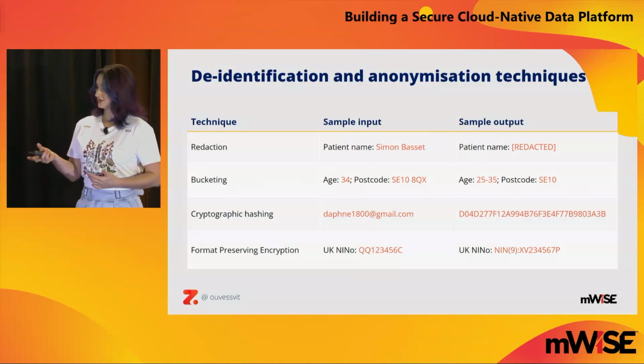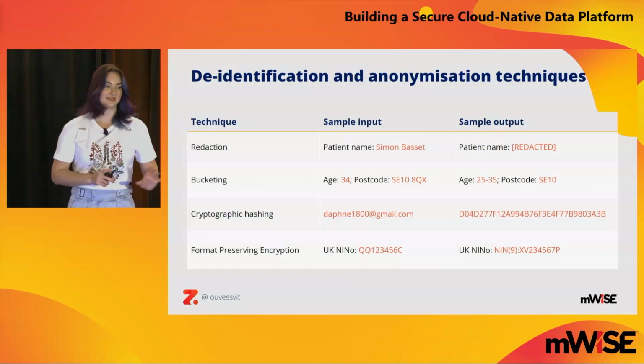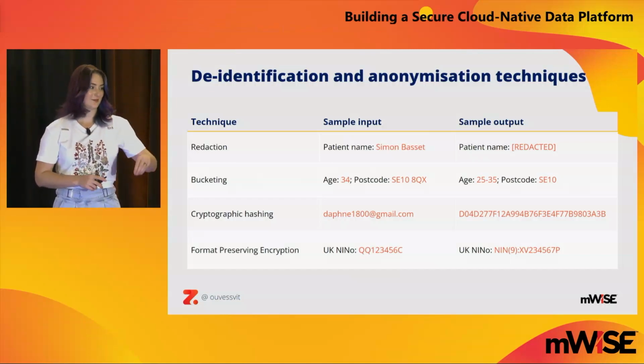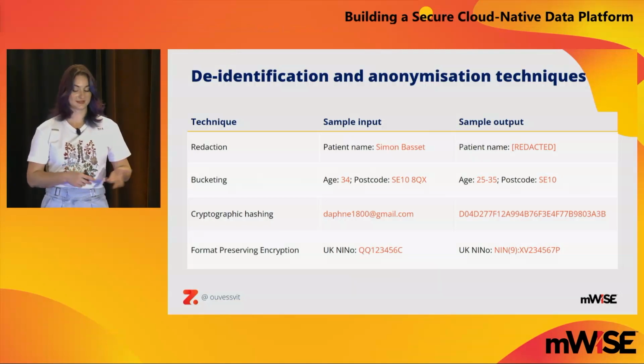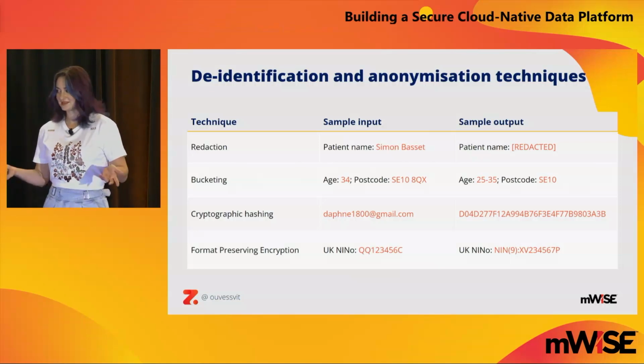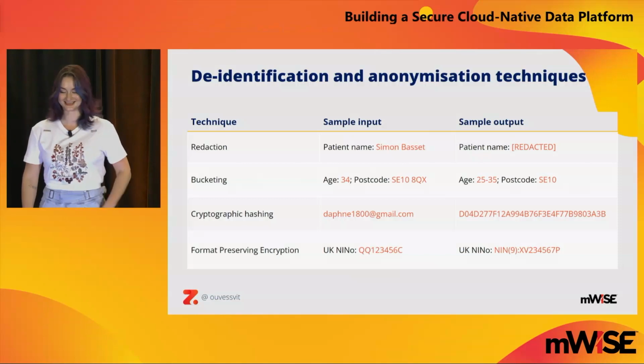Is a neighborhood too specific, too precise? Are you researching on a very rare disease, and knowing the neighborhood and the ethnicity, for example, will give you the exact identity of the person? Those considerations. Cryptographic hashing. Guess what it is? Replaces the data with a hash.